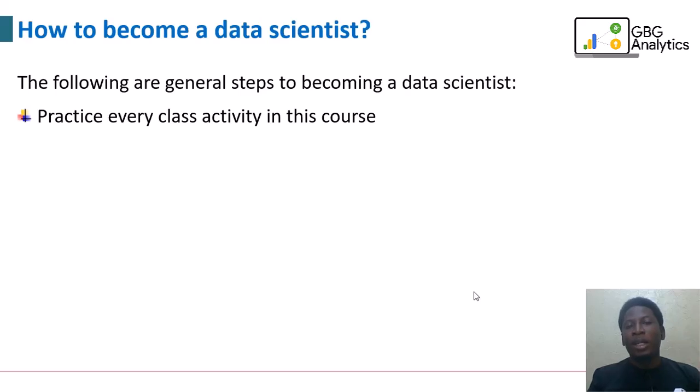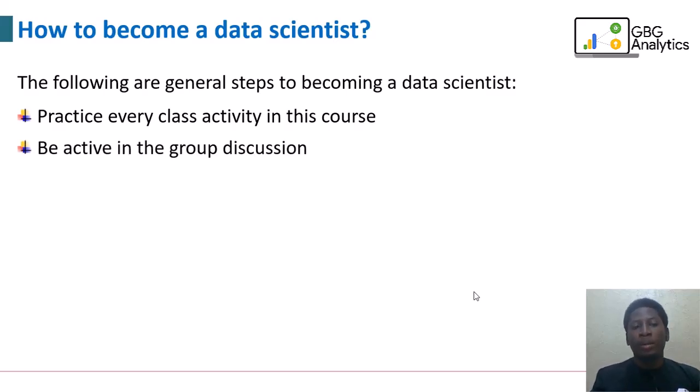What are the various strategies that can make you become a data scientist? The first one is you must practice every class activity in this course. When you see an activity, make sure you participate in it. Data science is by doing. You must also be active in group discussion. So when we announce a group discussion, make sure you participate and be very active in it. This will help you to become a good data scientist.